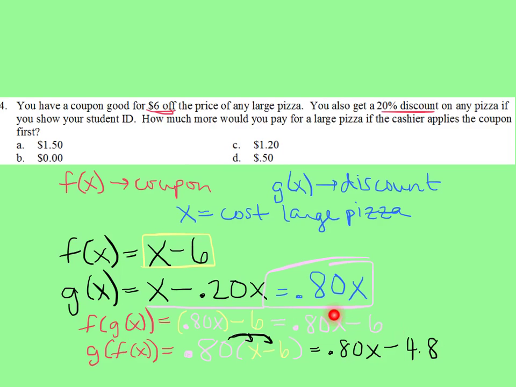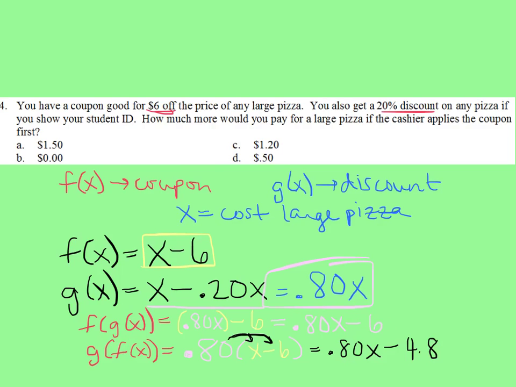If you look at these two answers that we just got, this first one, I'm going to get 80% of my cost, so I'm getting the 20% off, and then I'm also taking $6 off of my price. The second way, we get the pizza for 80% of its actual cost, which means my 20% off, but I'm only getting an extra $4.8 off of my total price. So clearly this first option is better.